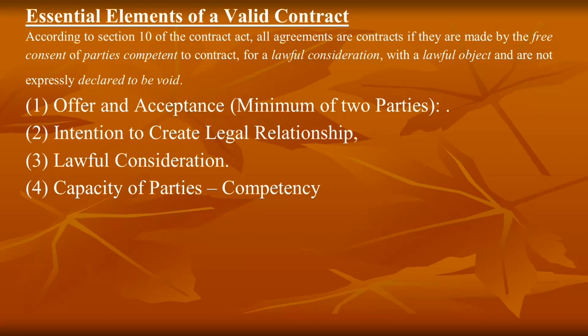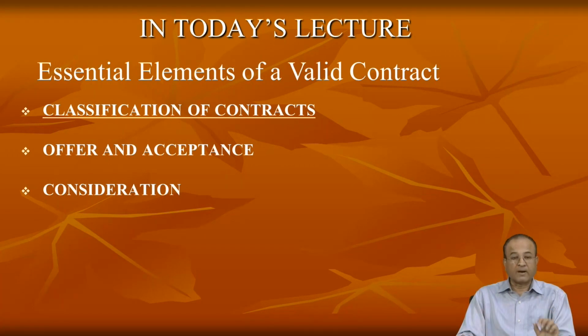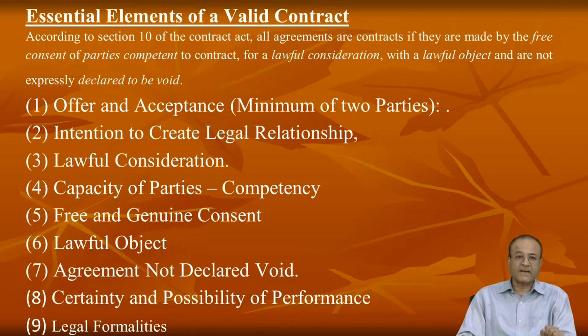Today we are going to learn about essential elements of a valid contract, classification of contract, offer and acceptance, and consideration. It's a large one, quite big unit. So these three topics we are going to cover, we are going to learn. So starting from first, essential elements of valid contract.